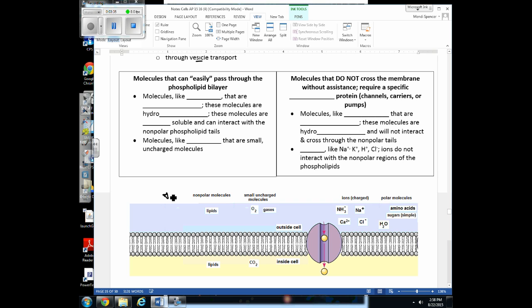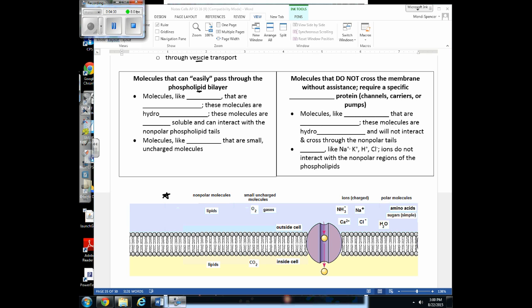Now, in this diagram, I've included different substances that can move through the membrane and the properties associated with these different substances. And it's important that you're able to tell me for these different molecules and substances how they're going to cross the membrane and why they have to use that particular method. Now, molecules that are crossing through the phospholipid bilayer, sometimes we say that these are the molecules that can easily move through the membrane. And what we mean by that is that they're simply just moving through the phospholipids either in or out of the cell.